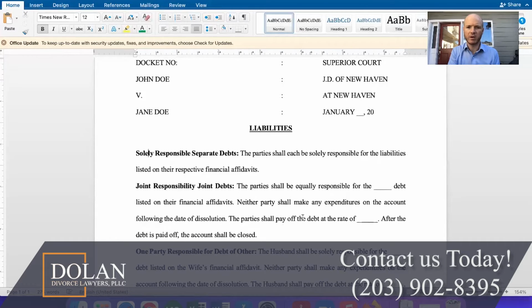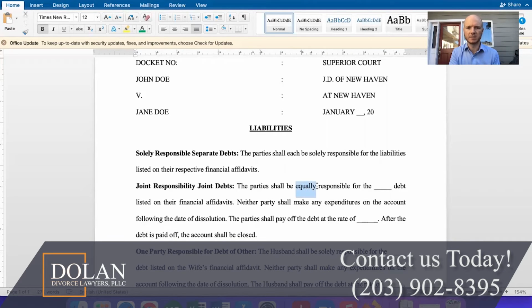And then the party shall pay off the debt at a rate of blank. So you usually want the two parties to be paying off the debt at the same rate. So, $500 a month or whatever. That way, as interest continues to accrue, if they're not paying it at the same rate, it's not really fair to the person who's making faster payments, because if the interest is accruing, that really should be the responsibility of the person who's not making payments as quickly. So it can become complicated, and that is why you want to have parties, whenever possible, paying off debt at the same rate.